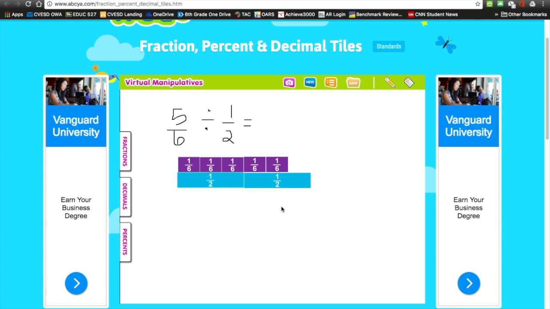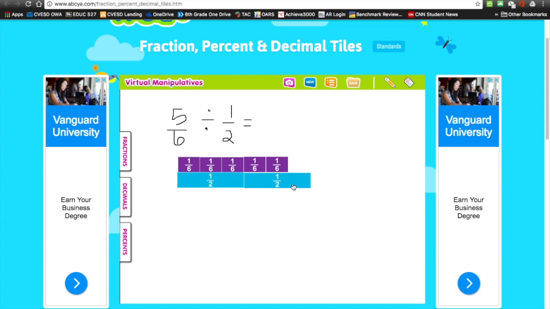How many groups of 1/2 go into 5/6? Is it going evenly first off? No. How many groups do I know for sure go in there? 1. What about this one? Does it go in evenly? No. So I know the answer is going to be 1 and something else.